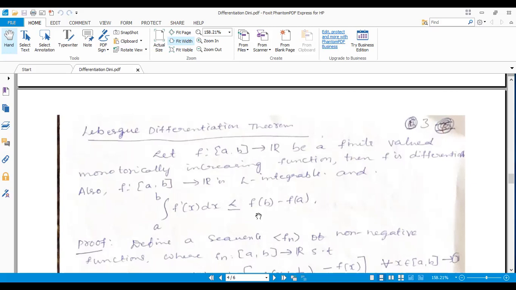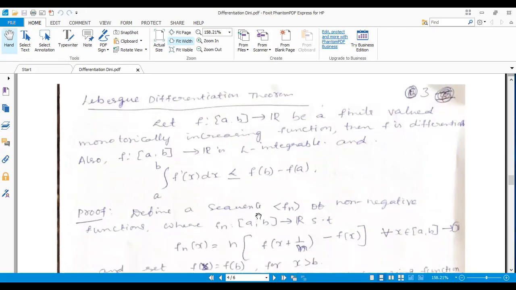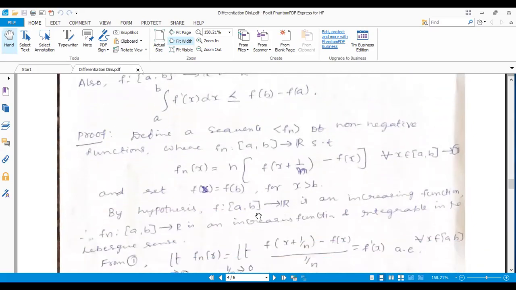What is given? There is a function f, a finite valued monotonically increasing function. Then f is differentiable. Also, f' is Lebesgue integrable, and also the integral from a to b of f'(x) dx is less than or equal to f(b) minus f(a). This is the fundamental theorem you must remember.